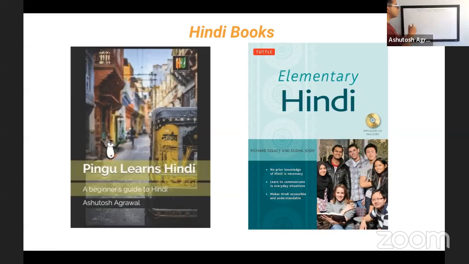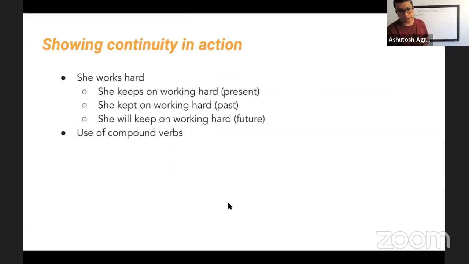In this class, our focus is on chapter number 22 of Richard Delacy's book. My goal is that by the end of this class, you will all be comfortable talking about how you can show continuity in your actions in Hindi. I will give some examples of what I mean by continuity. It's a simple topic, but at the end of this class, there will be a small story, and for those of you who are intermediate plus and understand Devanagari, you will get to read a short story and make sense of it.